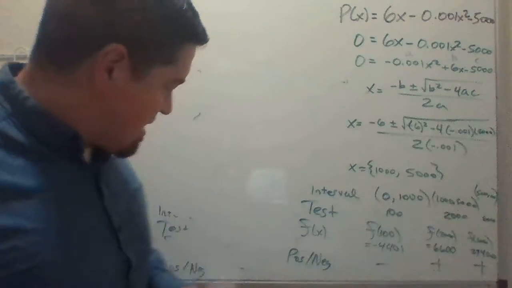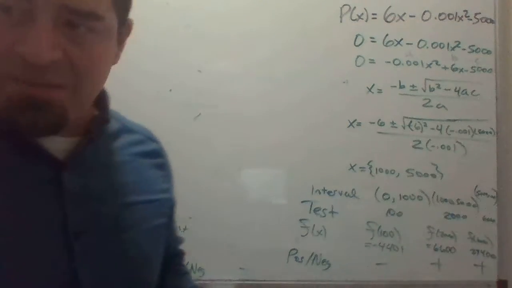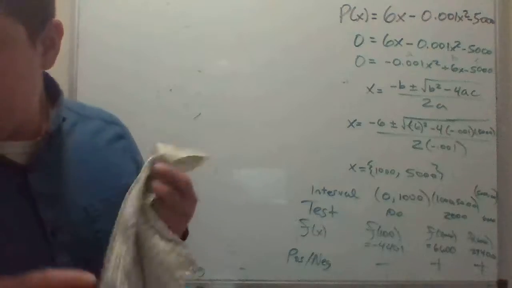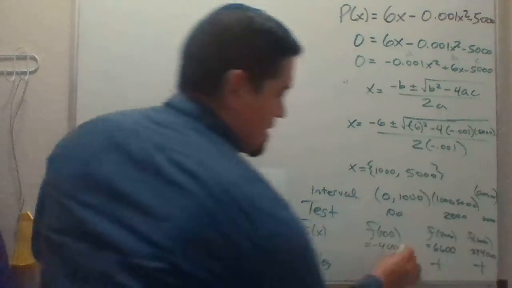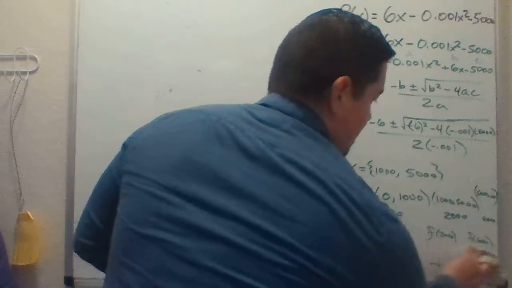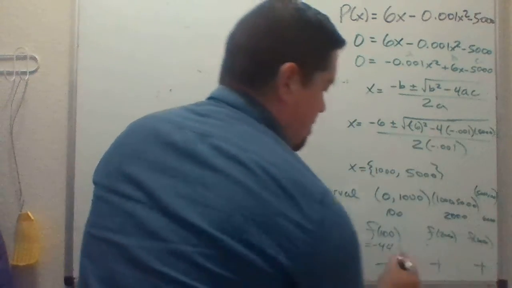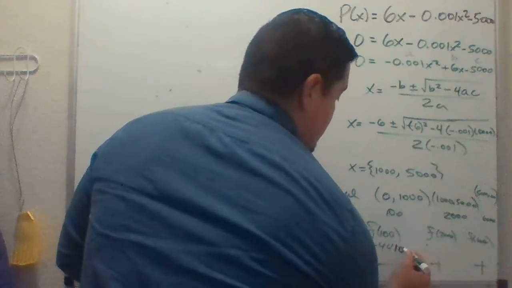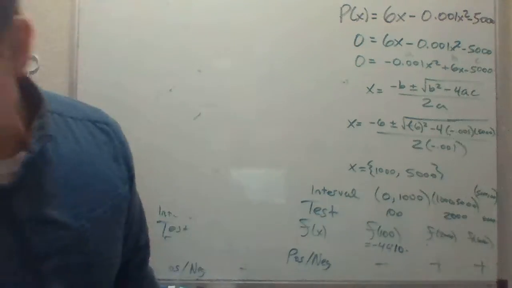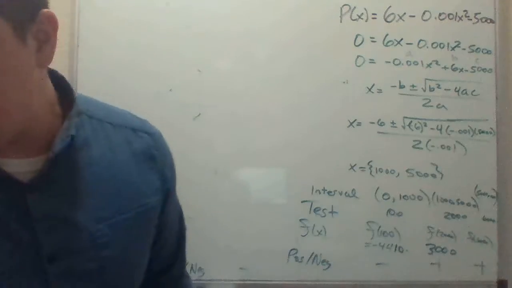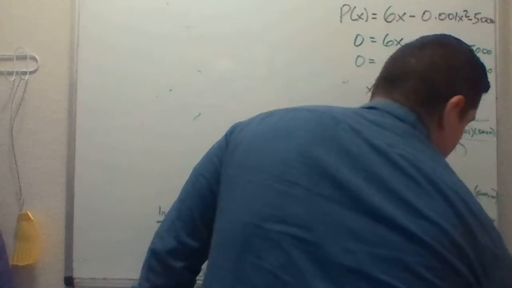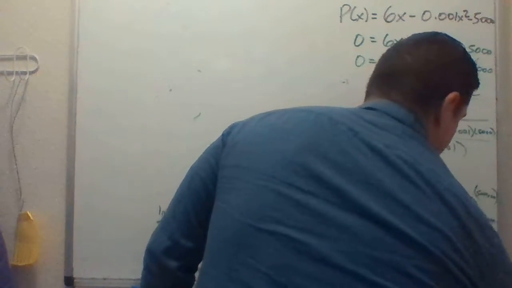Actually, I had to check myself after doing it again, and I realized these were off. So this is negative 44,100, this would be 3,000, and this would be negative 5,000. The only thing that actually changes is that this last one would be negative.